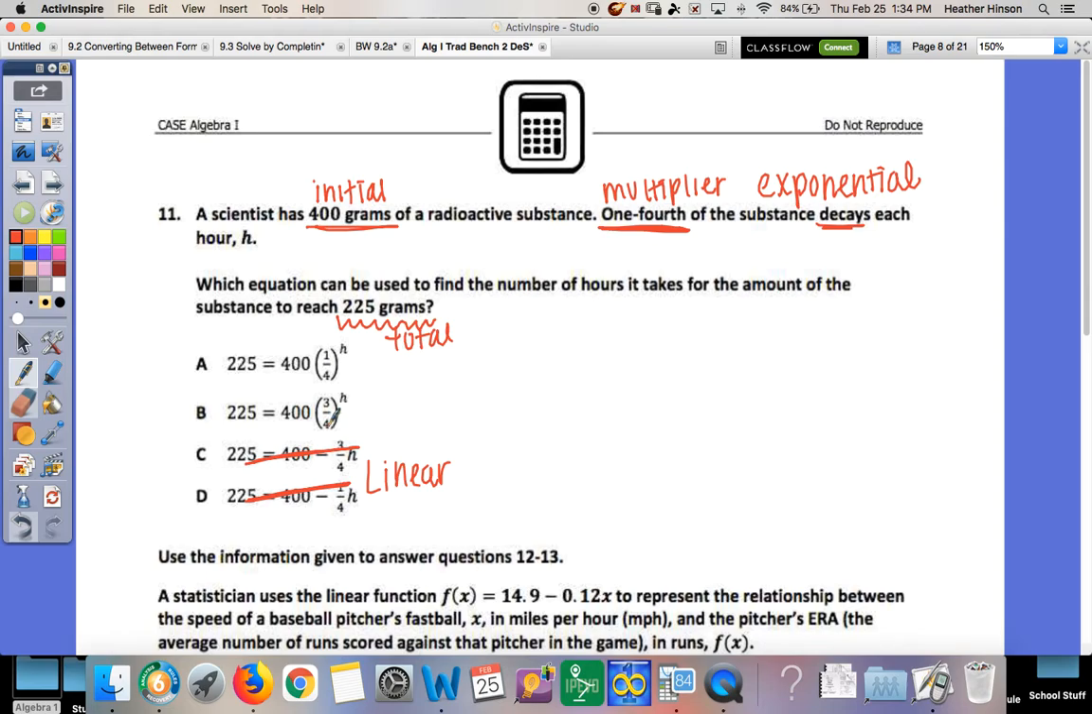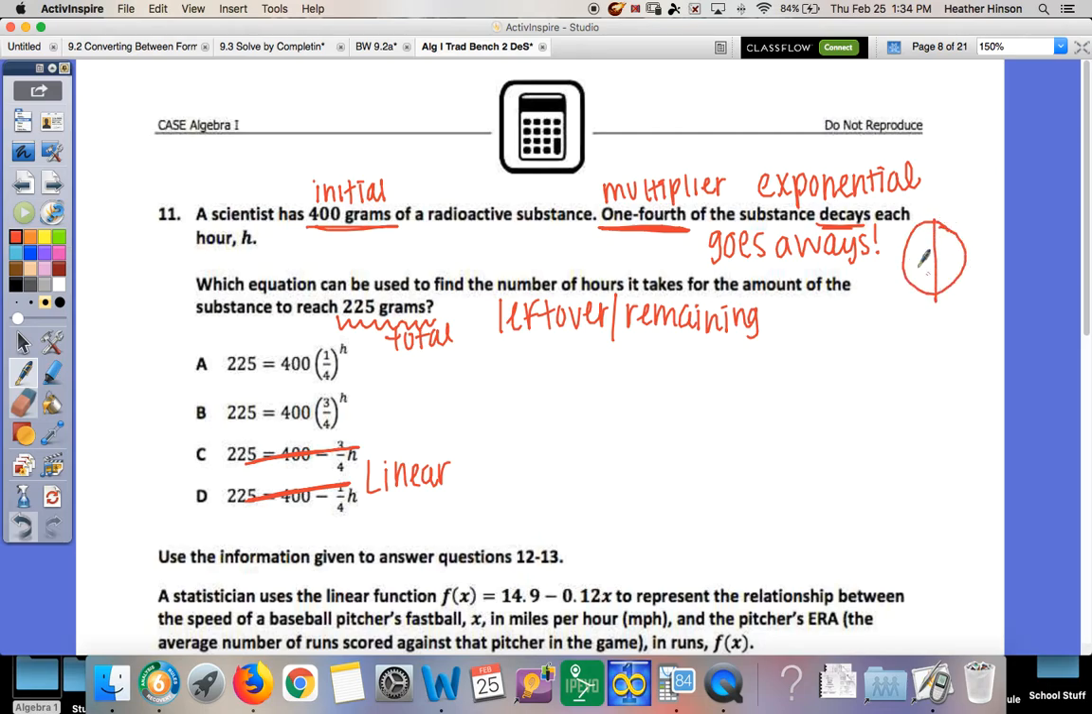So how do we get our multiplier? Well, that 1/4 is telling us that we're going to have a multiplier. It's going to be exponential. However, that is not our actual multiplier. Because this equation is asking for how many hours it'll take for the amount to reach 225. So it wants to know how much would be left over, or how much is remaining after so many hours. This 1/4 is how much decays, how much goes away. That's the opposite. So we need to know the leftover.